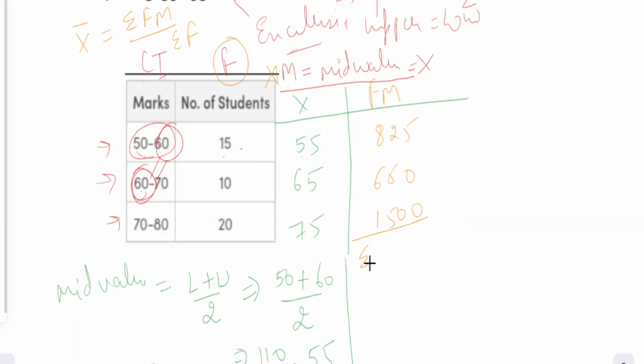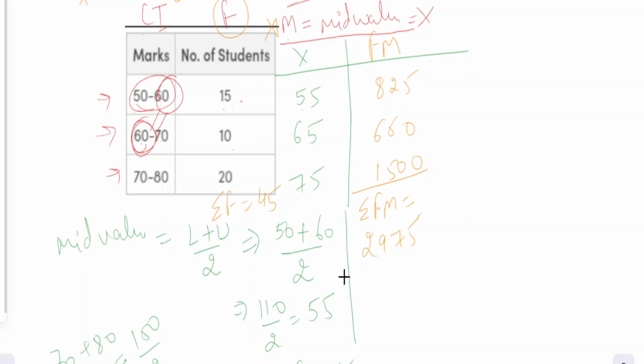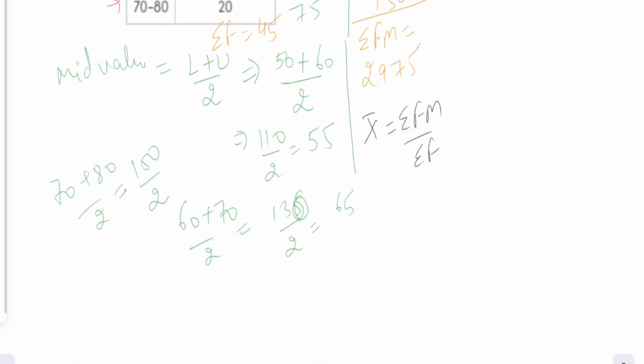Now from here you will get summation of fm, that will be 2975. I think it's correct, and you have got how to calculate it also. Now summation of f will be 15 plus 10 is 25, 25 plus 20 is 45. Now you just have to put it into the formula. x bar is equal to summation of fm divided by summation of f, and summation of fm we have got as 2975, divided by 45. The answer you are going to get is 66.11.